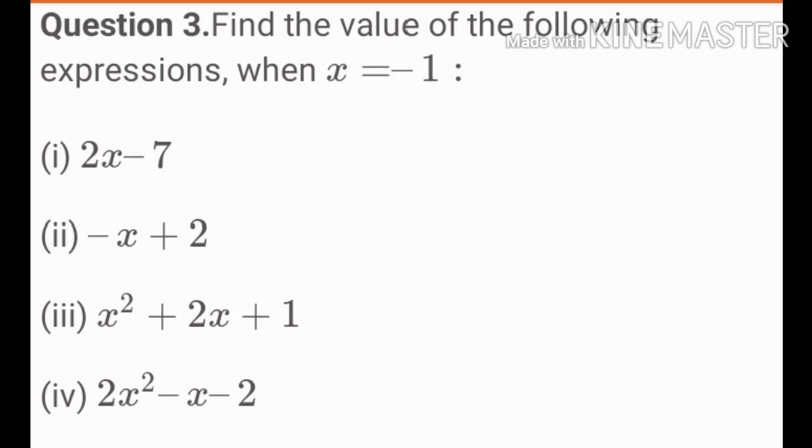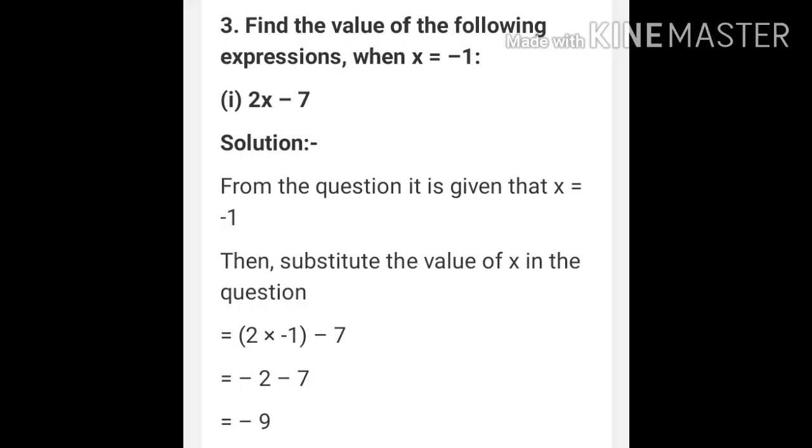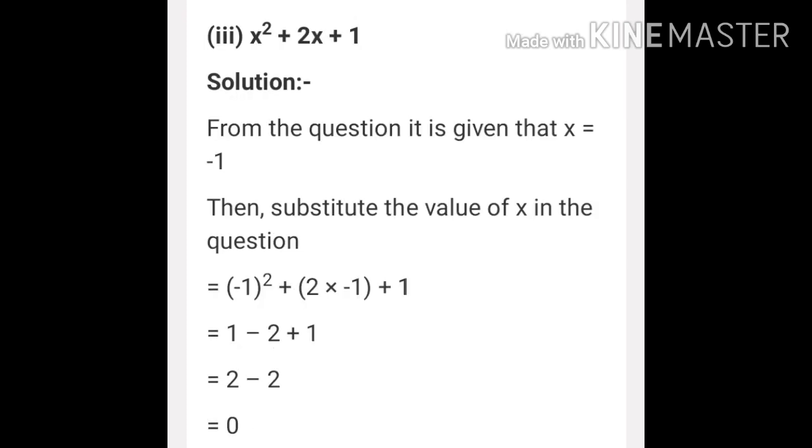Question number 3. Here we have to replace x is equal to minus 1 in the given expression. 4 parts are given. We are going to solve some here. First part, 2x minus 7. From the question it is given that x is equal to minus 1. Substitute the value of x in the question. So 2 into minus 1 makes minus 2. 7 will remain as it is. So in the next step, minus 2 minus 7, answer will be minus 9.